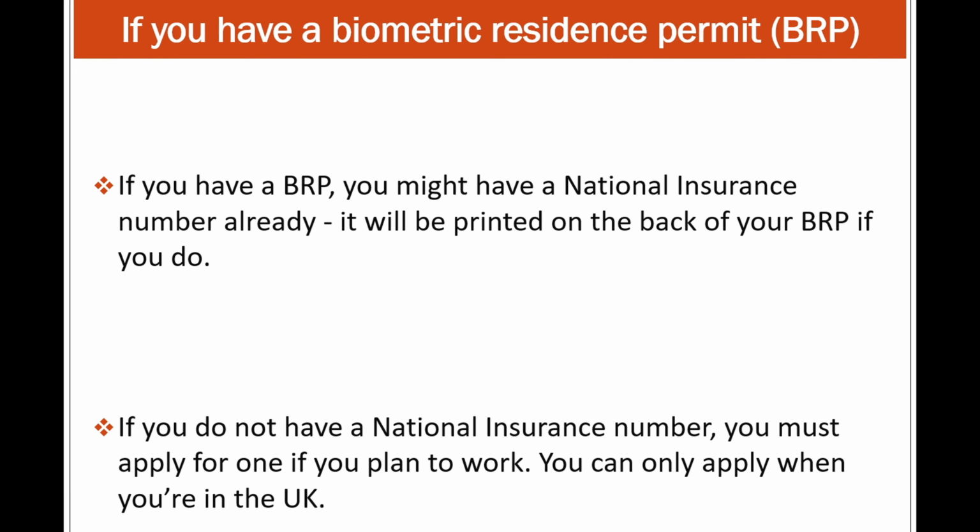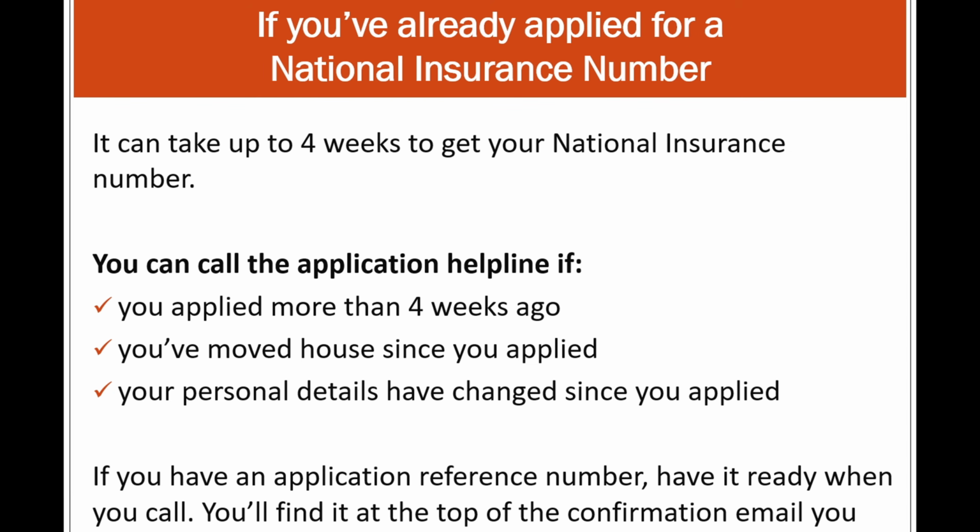You can apply like I have shown you: just click on how to apply and then click apply. If you have applied for your NI number, you will get it in 4 weeks. But if you don't get it in 4 weeks, you should always phone the number which I'll provide. You will also phone them if, for example, your details or your address change. Okay.